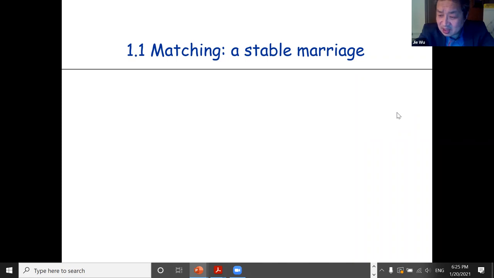Okay. Yeah, that's possible, right? But now who's deciding the matching? So you need a central guide for the matching, right?